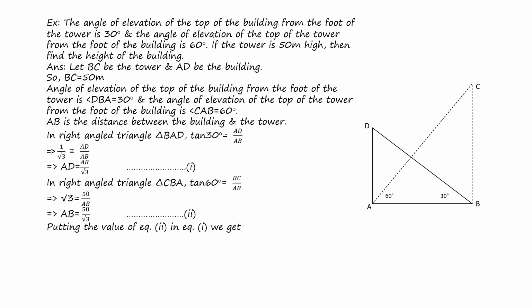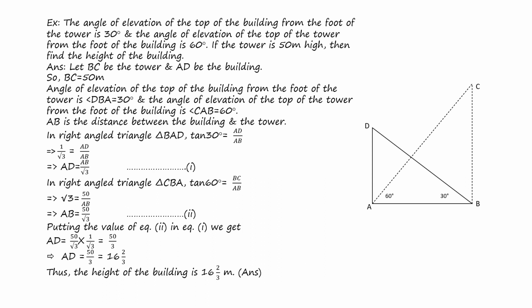Now putting the value of equation 2 in equation 1, we get AD equals 50 by root 3 into 1 by root 3, which is nothing but 50 by 3, or AD equals 50 by 3, which is nothing but 16 and 2 by 3. Thus, the height of the building is 16 and 2 by 3 meters. That is the answer.